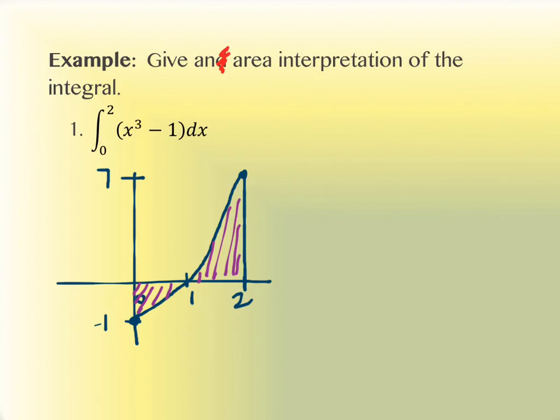I want to do that side of the room first. You guys went from 1 to 2. What kind of an answer did you get? Let me just write down the answer. Now, the other side of the room, what happened when you got your interval from 0 to 1? Negative 0.75.